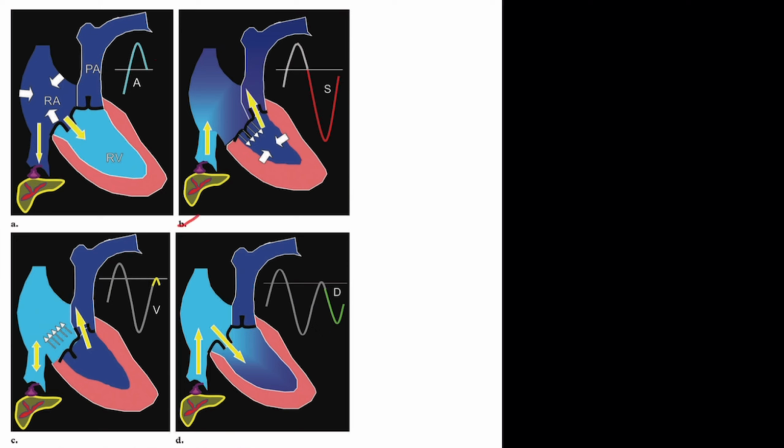In figure B, we can see during the ventricular systole, the tricuspid annulus is dragged towards the cardiac apex because of the ventricular contraction. So there is suction of the blood into the right atrium from the liver. So there is blood flow towards the heart. So it is an antegrade wave, the S wave.